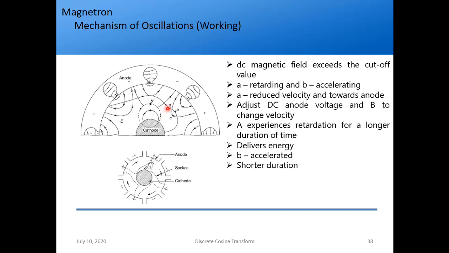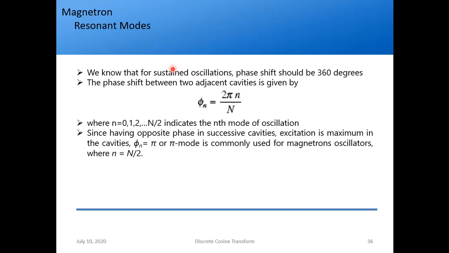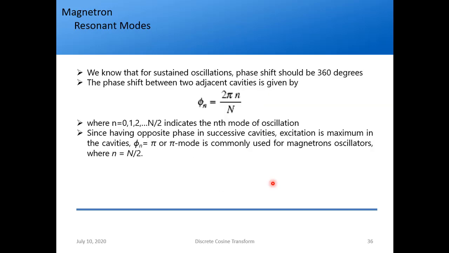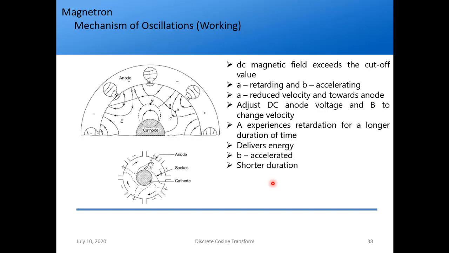So then we finally come to the working. How does the mechanism of oscillations get sustained in a magnetron? For that I have just made these punch points. Again, you don't have to learn by heart how it works, just understand the concept and that will be good enough. The first thing is, we saw the 4 cases here, right? The most suitable case is B greater than BC. So we keep the magnetic field such that it exceeds the cutoff value.